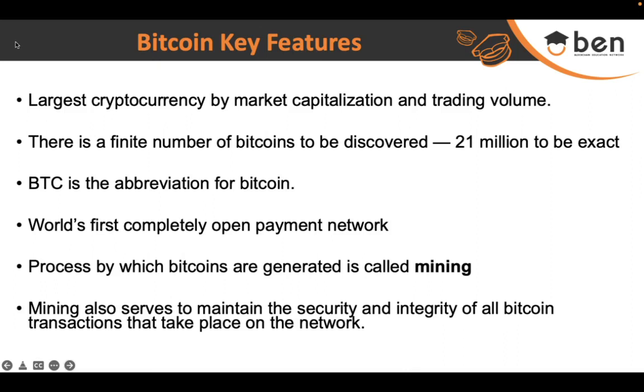As we have discussed, this process of mining uses the proof of work consensus protocol to add new bitcoins to the blockchain. Mining also serves to maintain the security and the integrity of all Bitcoin transactions that take place on the network. So mining is not only adding new bitcoins, but also protecting the security of the existing network. And that's the whole role of proof of work.